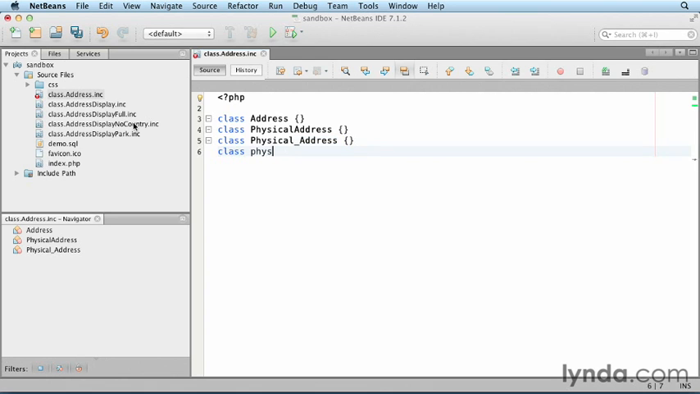Class physical_address, but this time in lowercase. This is valid but not a best practice as each word does not start with a capital letter. Class 21 Jump Street. This class name is invalid. It will trigger a parse error expecting T_STRING because it starts with a number. In the next video, we'll explore how to define class properties.